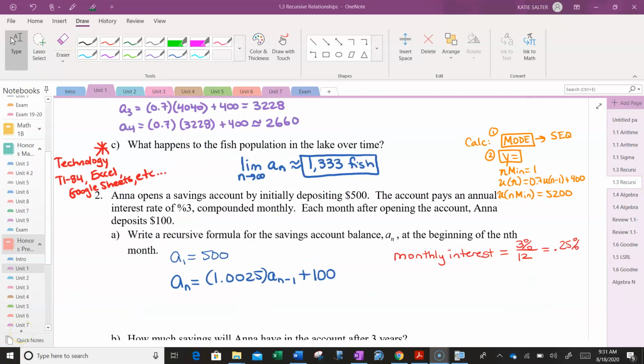Okay, so in this case, guys, it pays an annual interest rate of 3%, and I don't know why that percent is backwards. I'm sorry.